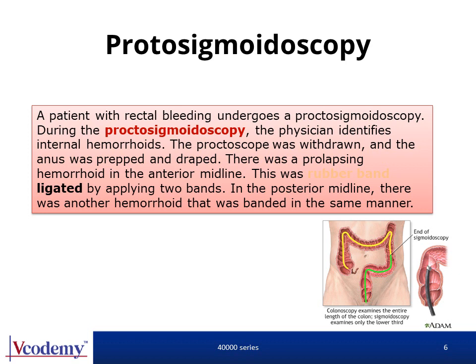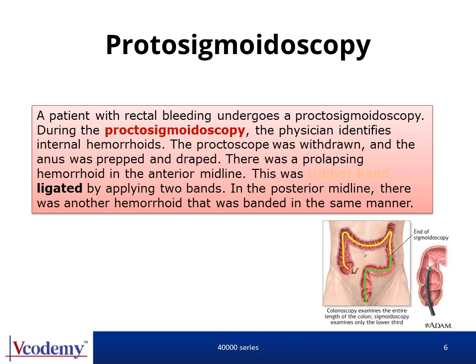Another scenario: proctosigmoidoscopy. A patient with rectal bleeding undergoes a proctosigmoidoscopy. During the proctosigmoidoscopy, the physician identifies internal hemorrhoids. The proctoscope was withdrawn and the anus was prepped and draped. There was a prolapsing hemorrhoid in the anterior midline. This was rubber band ligated by applying two bands. In the posterior midline, there was another hemorrhoid that was banded in the same manner.